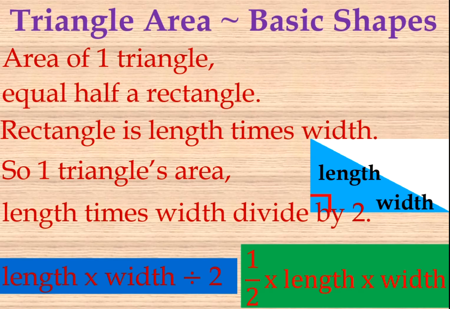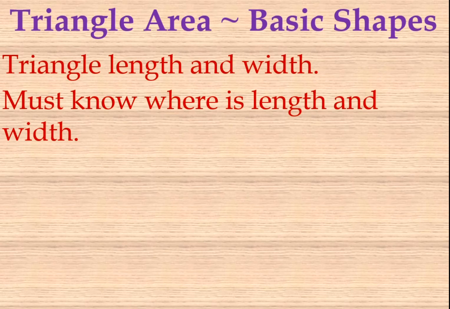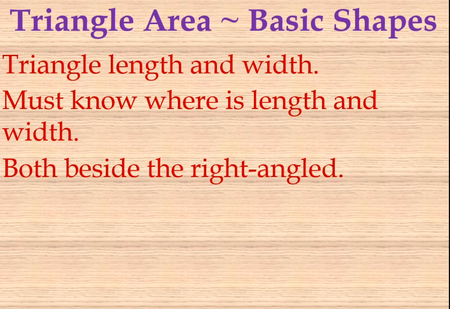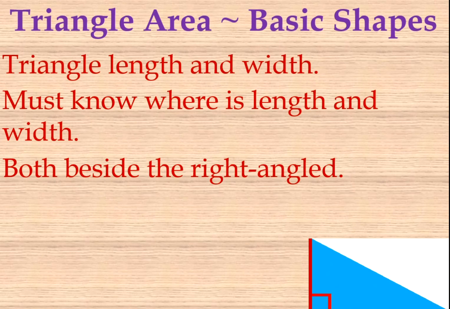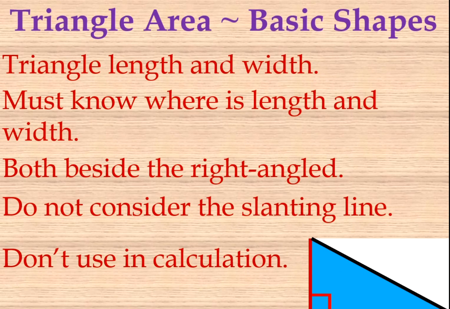Can use length times width divided by 2, or 1/2 times length times width. For a triangle, you must know where the length and width are, both beside the right angle. Do not consider the slanting line. Don't use it in calculation.